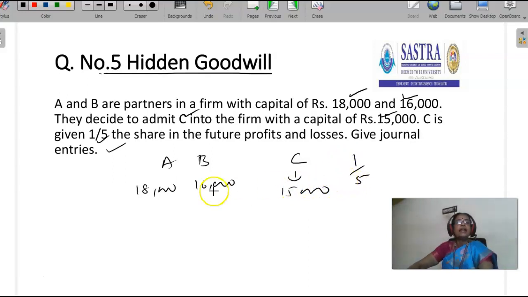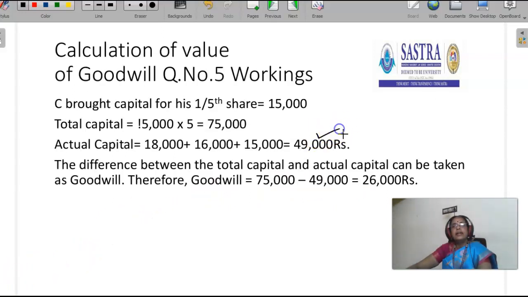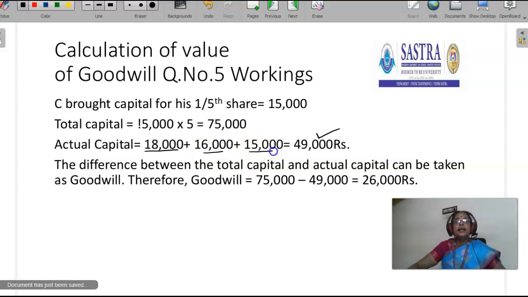You are asked to calculate the value of goodwill. The first step, we have to calculate the combined capital of A, B and C. Okay, both the old partners as well as the new partner. Old partners' capital is 18,000 and 16,000 and the new partner's capital is 15,000. Combined capital of old partners and new partner is 49,000.